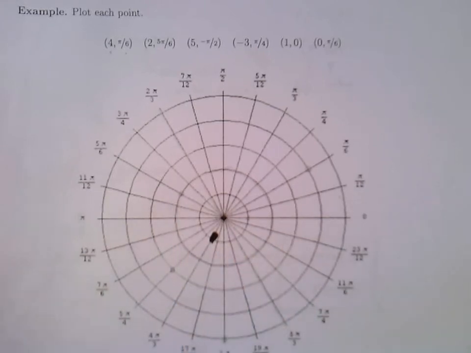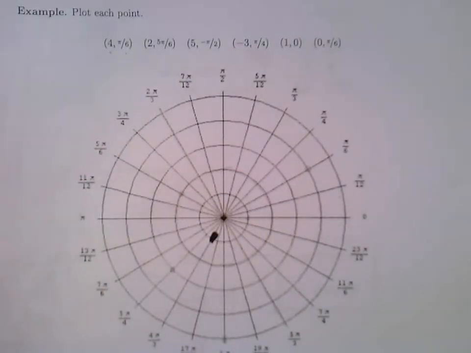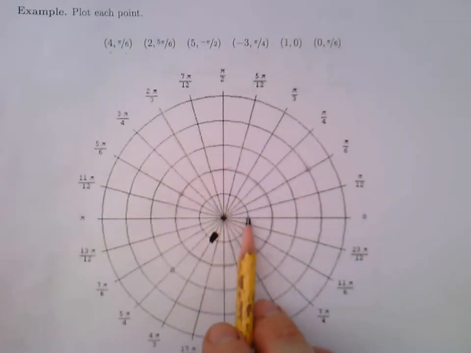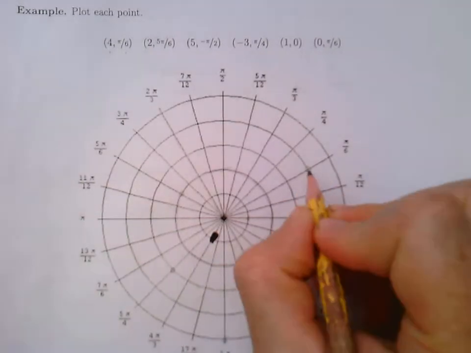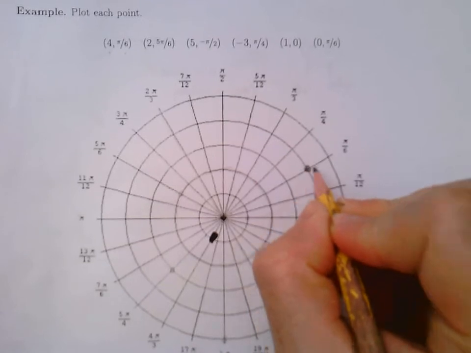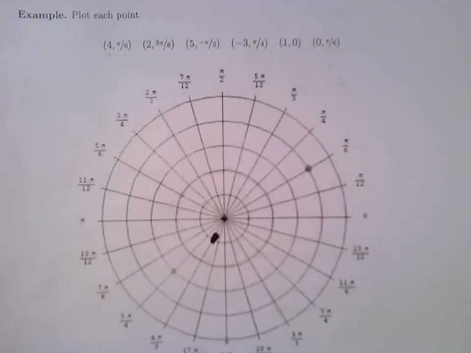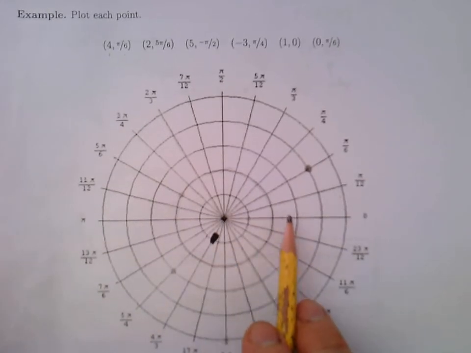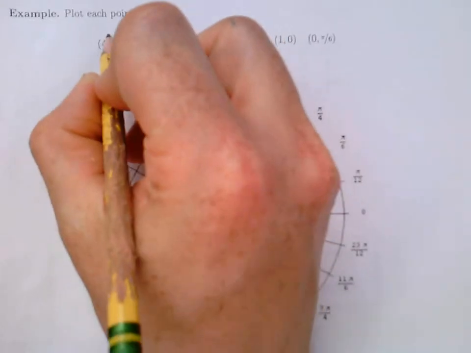So this first point, 4, pi over 6. We're going to say, okay, I need to go out 4, 1, 2, 3, 4, and then I need to rotate pi over 6, and I land right here. So that is the point 4 comma pi over 6. I went out 4, 1, 2, 3, 4, and then I rotated pi over 6. So that's that one.